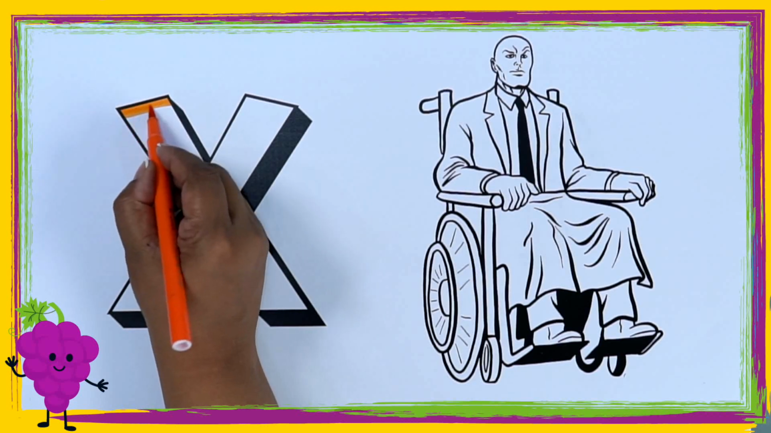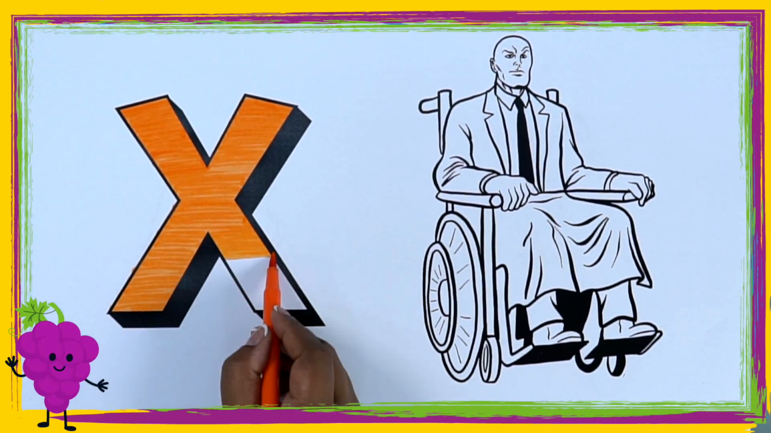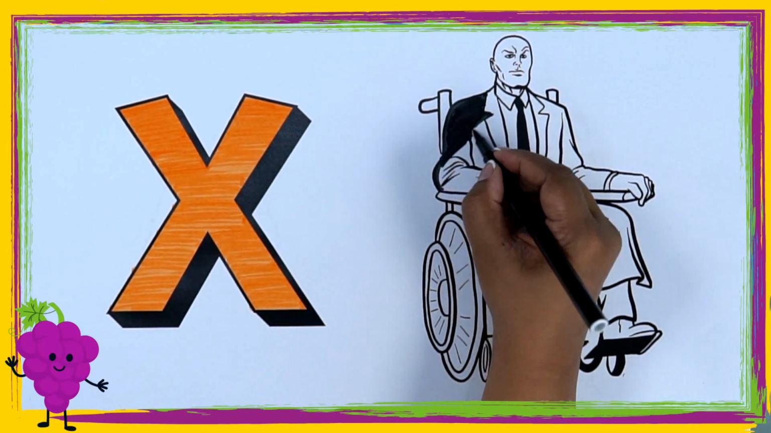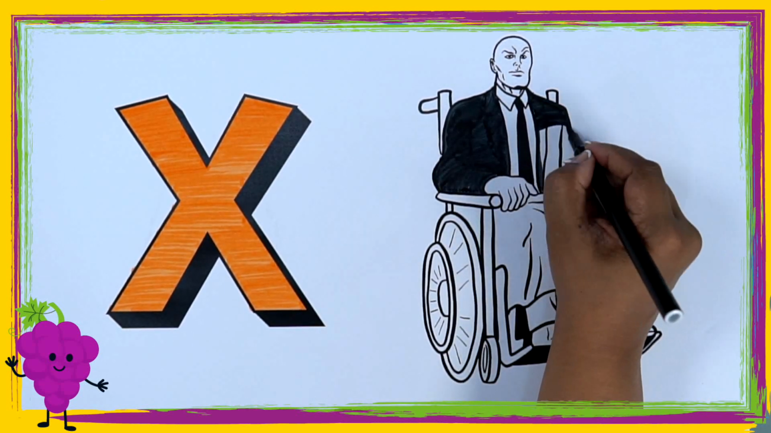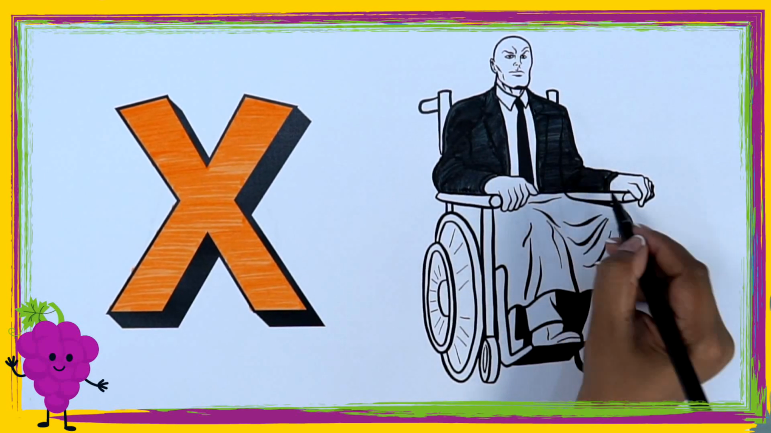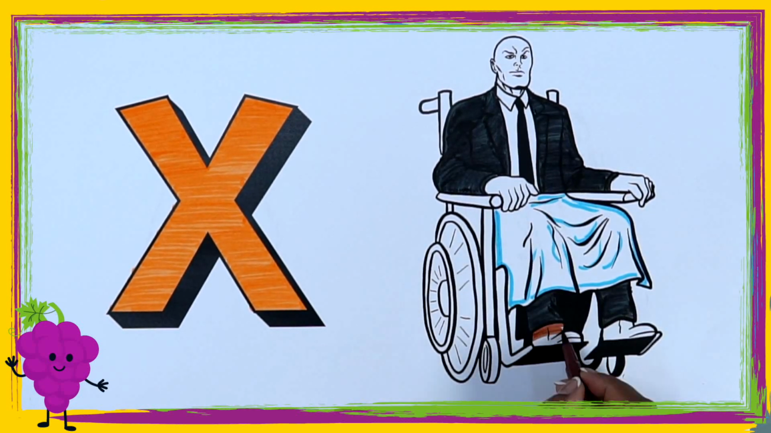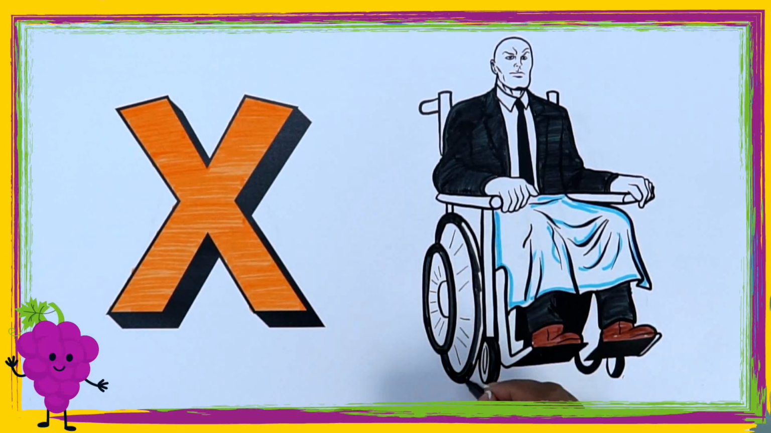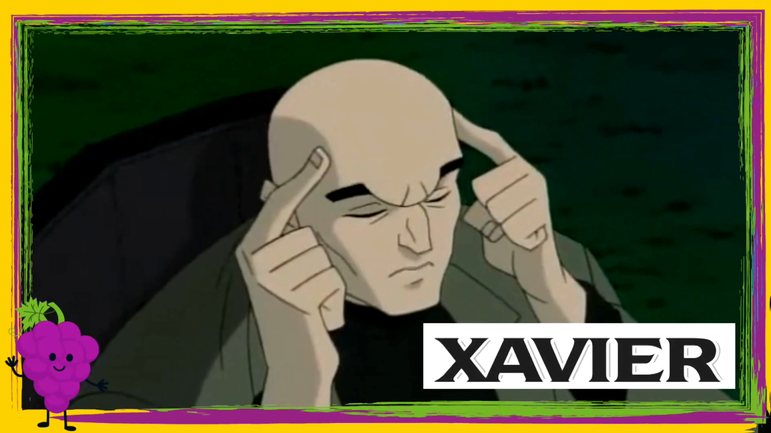Let's color the alphabet X and learn what mutant comes from it. X. Let's color the mutant. Xavier. X for Xavier. This is Xavier.